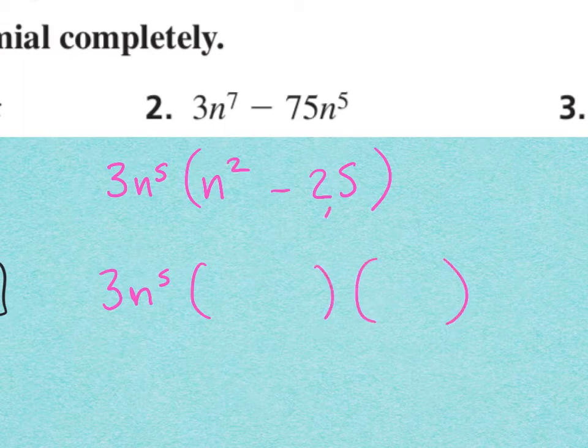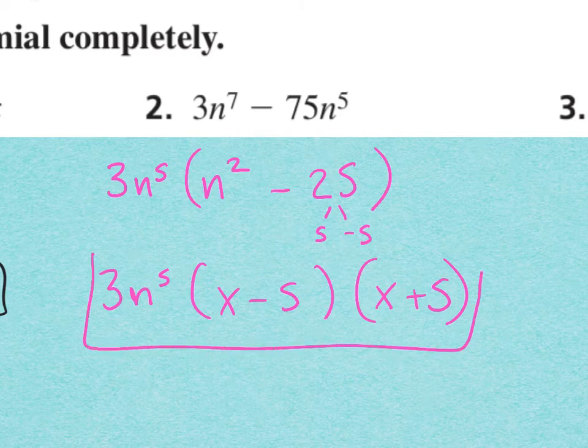Do we have two factors of negative 25 that add up to 0? Positive 5 and negative 5. So what goes into our parentheses? N minus 5, n plus 5. Perfect. Any questions on this one?